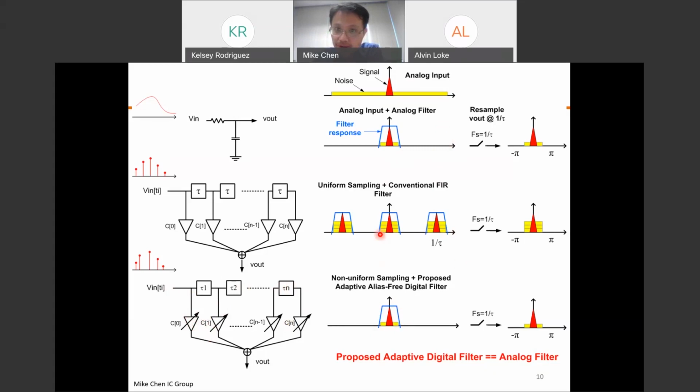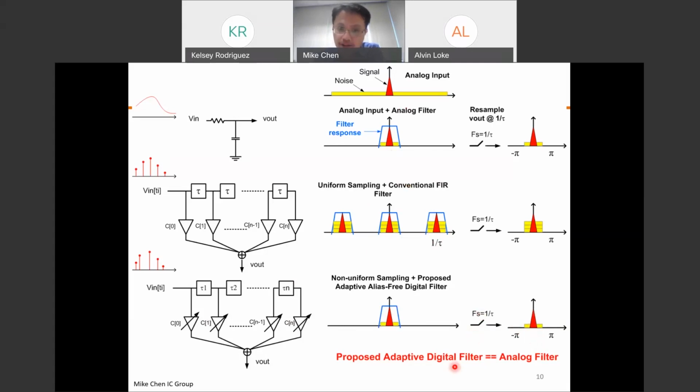This is very different from the traditional uniform filter and a traditional digital FIR filter, where you will see aliasing at the sample rate. So if you do that, I can still do something like an analog anti-aliasing filter, so I can still remove the noise out of band. And afterwards, we still want to convert back to uniform samples. So we put in a uniform sampler, and we still get my desired signal, which is the red triangle, with one copy of the noise.